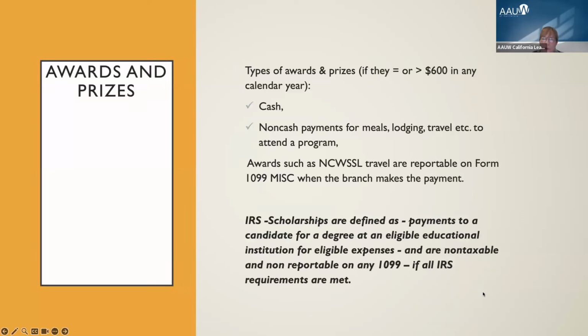Now, the other category, this is the one that's kind of complex for us and we're still working on. It's awards or prizes. And again, they have to equal or exceed $600 in the calendar year. It could be cash. It could be something else. You buy a ticket because you're sending girls to NCCWSTEM and your branch is paying for their travel expenses. If those travel expenses exceeded the $600, then you would issue a 1099 to the individual that you benefited, that you awarded with payments of those travel expenses.